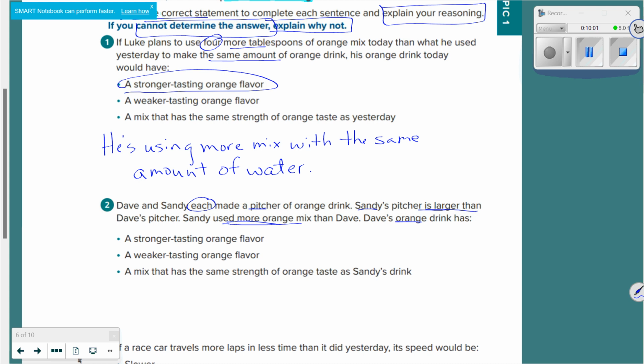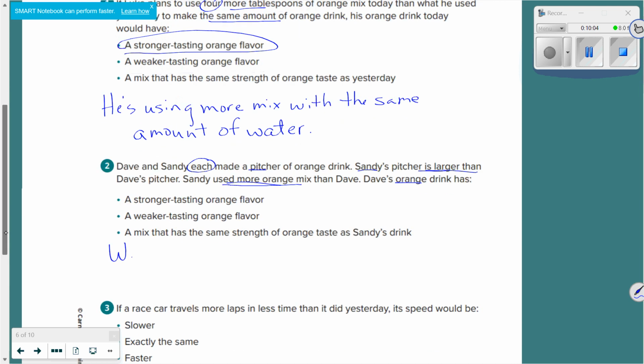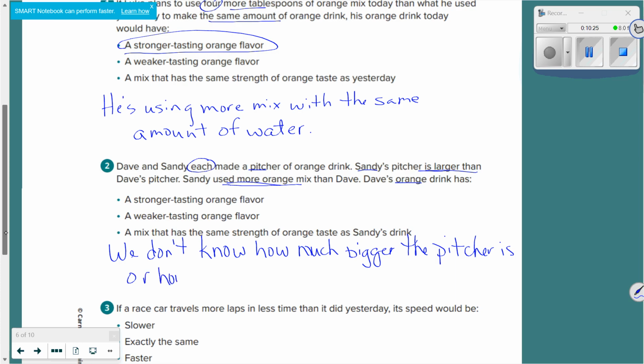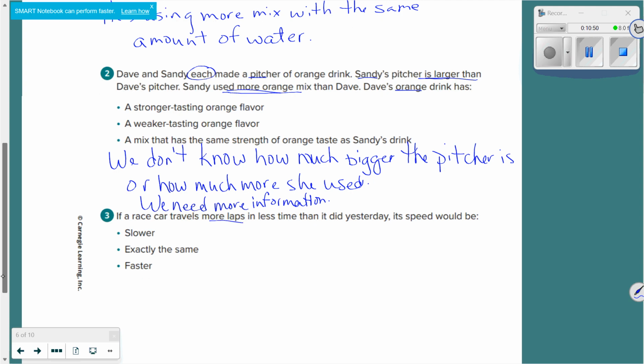But they didn't give us parameters. So this one, we don't know how much bigger the pitcher is or how much more she used. So in this case, we need more information. Does everybody understand why we need more information to make a determination on that one? Yes. Okay. Our third one: a race car travels more laps in less time than it did yesterday.